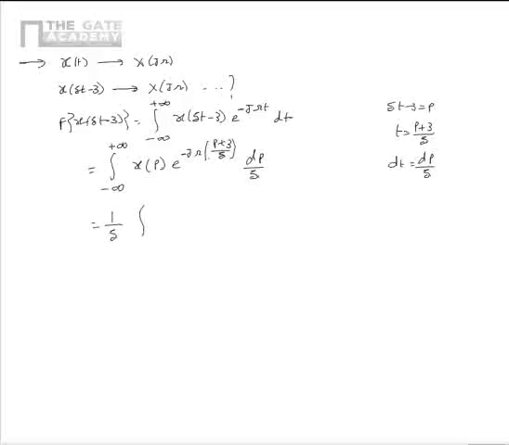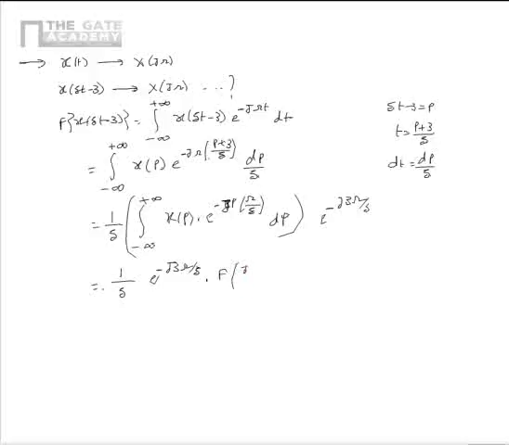which can be simplified as 1 by 5 integral minus infinity to plus infinity x of p multiplied by e power minus j p multiplied by omega by 5 multiplied by dp, which is as a whole multiplied by e power minus j3 omega divided by 5. From this we see that Fourier transform of x of 5t minus 3 is equal to 1 by 5 multiplied by e power minus j3 omega by 5 multiplied by X of j omega by 5.